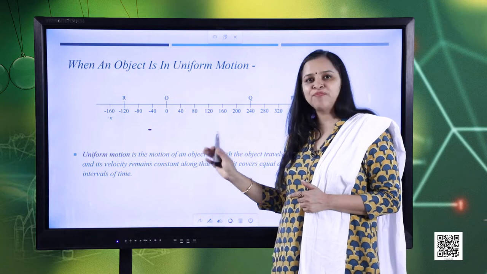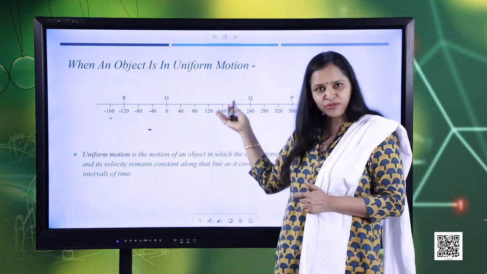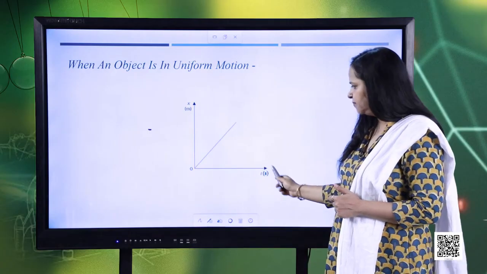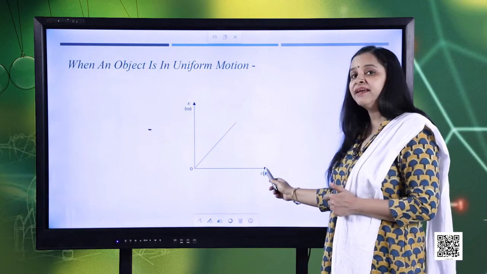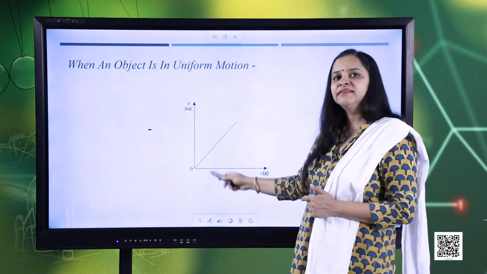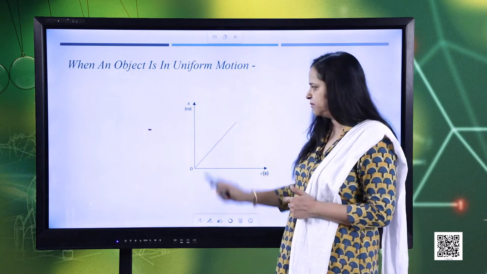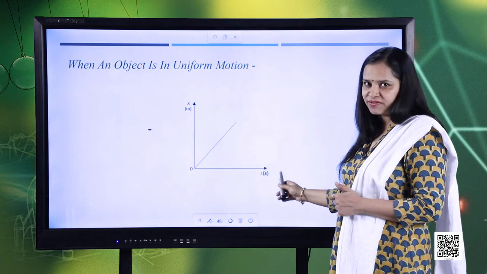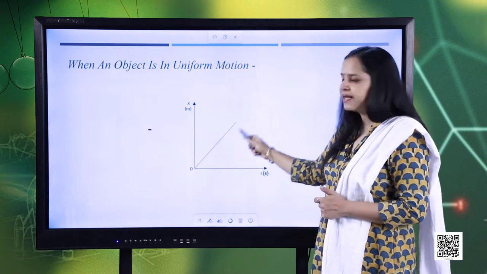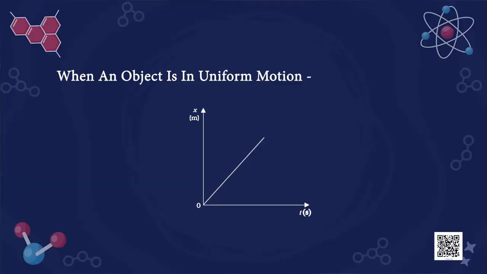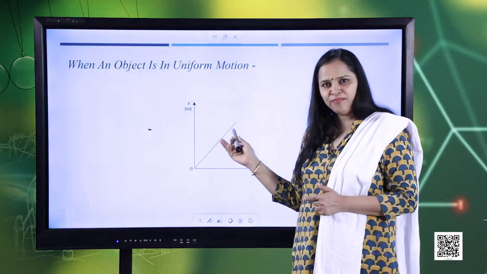Now let us see how we plot the position time graph with reference to this situation. Again along the x-axis we consider the time, that is the independent factor, and along the y-axis we consider the position of the moving object. Since the particle travels equal distance in equal intervals of time, we get a pattern like this. So it's a straight line inclined to the time axis. That is how we plot a position time graph for a body having uniform motion.